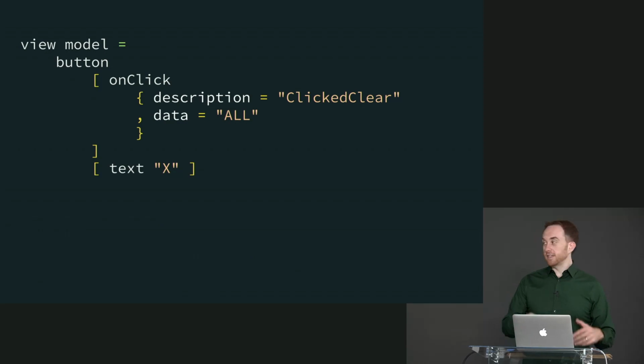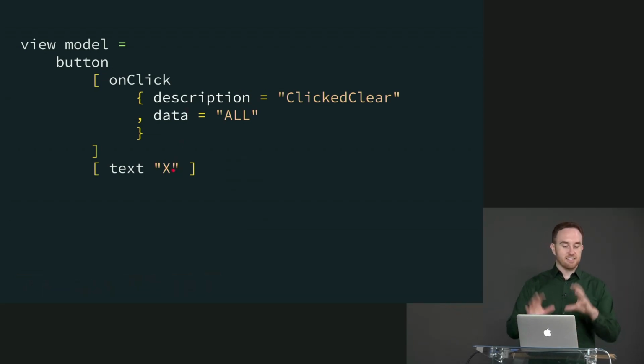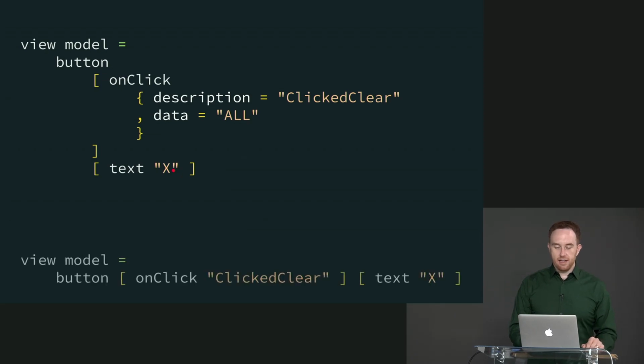So if we have, for example, a slightly different UI that's got something like a button that you can press to clear everything. So you click it, it's going to say onClick, description equals clicked clear, data equals all, so this is like a clear all button, and then the text is just an X. If I were to click that, then it would send that message to model.